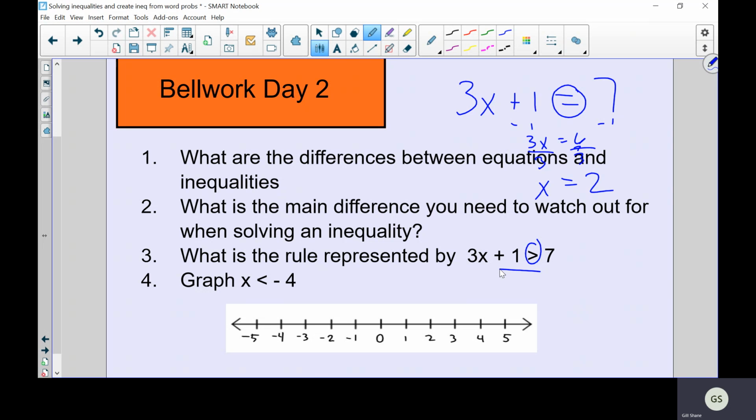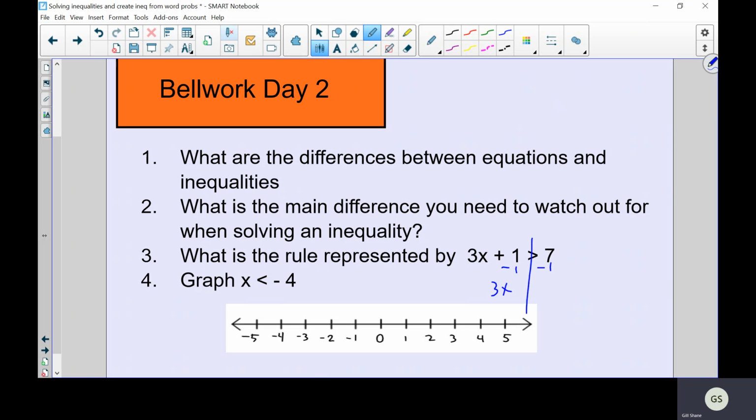I'm going to get rid of all of that. I would do the same thing. Subtract 1, subtract 1. That'll give me 3x. It was up there if you hopefully wrote it down. 3x equals 6. Divide by 3. Divide by 3. So I get the same thing. I get x equals 2. Only difference is I have a different symbol.